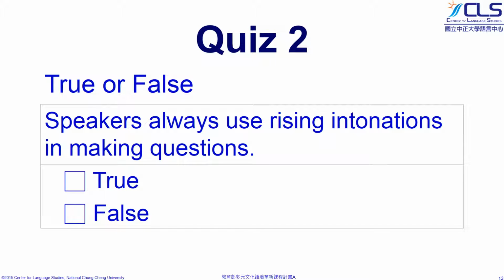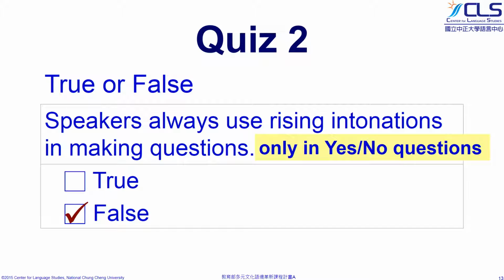Quiz 2. Please read the statement and choose true or false. Speakers always use rising intonations in making questions. The answer is false. Speakers usually use rising intonations in yes/no questions.